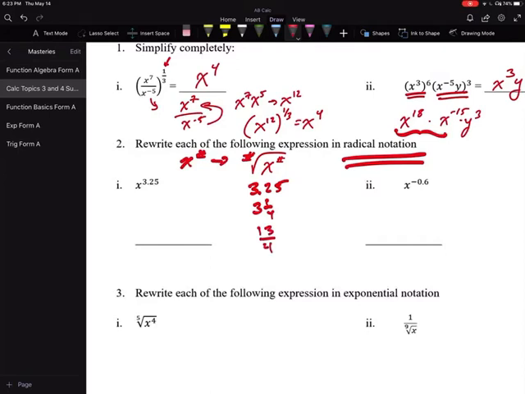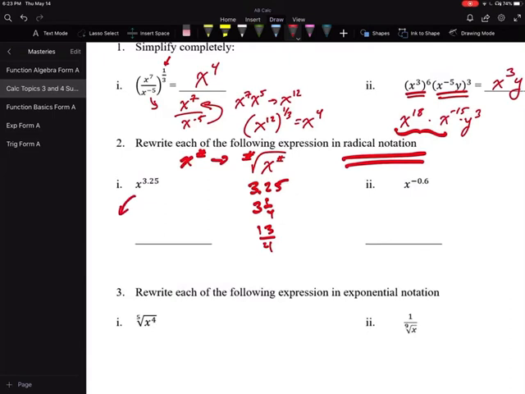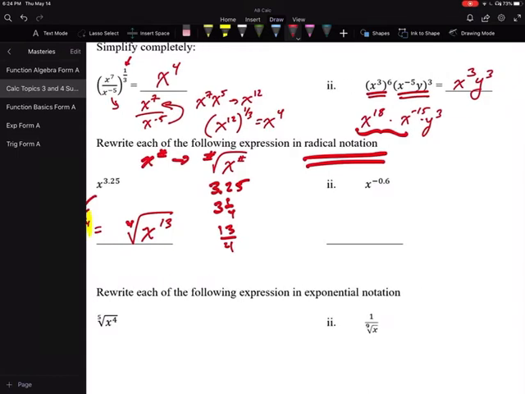So if I was to rewrite this as an intermediate step, it would be x to the power of 13/4. If I'm ever converting x to the power of 13/4 into radical notation, the number on the bottom, this number, is the same as the index. So we would write the 4th root of x to the 13th, like that. Same thing on this one.